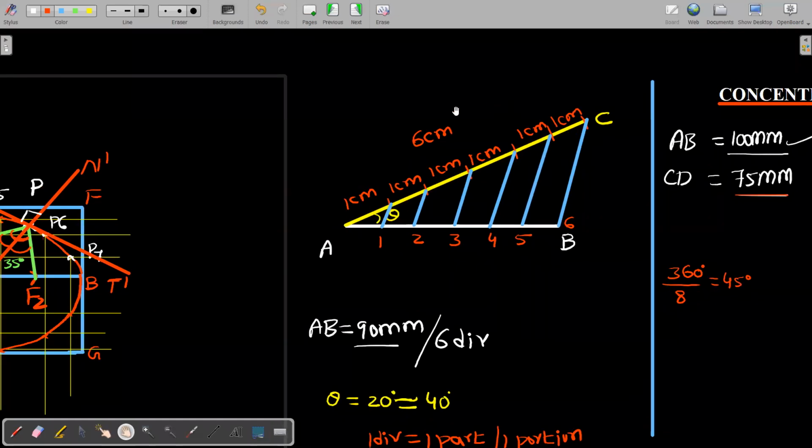See, for example, I want to divide a straight line. This AB line has to be divided.